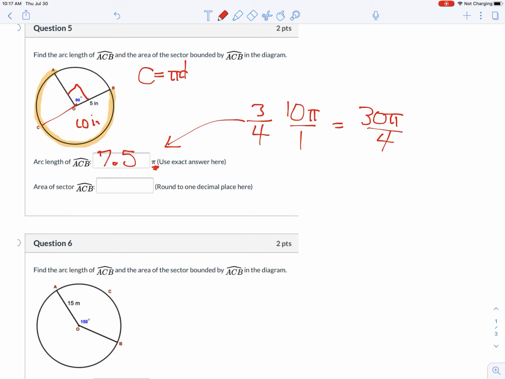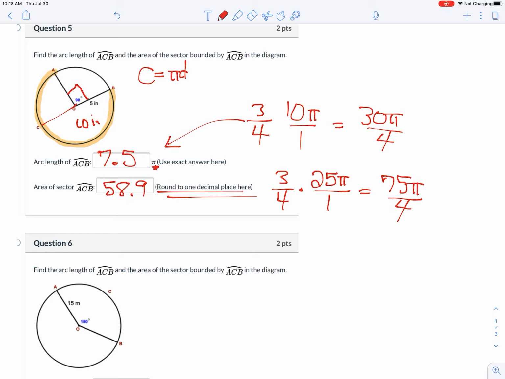Now this sector is still 3/4 of something, but it's now 3/4 of the area. So we want 3/4 of the whole area, and area is pi r squared. That is 25 pi, so we're really looking at 75 pi over 4, and in this case round to 1 decimal place. Now I have my calculator, I was just fooling you before. 75 pi all divided by 4 should be 58.9.